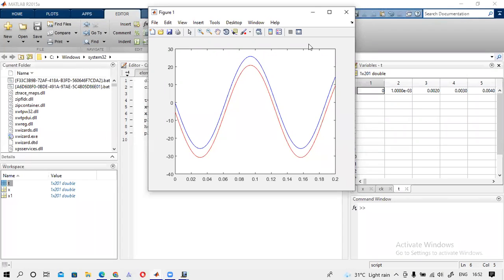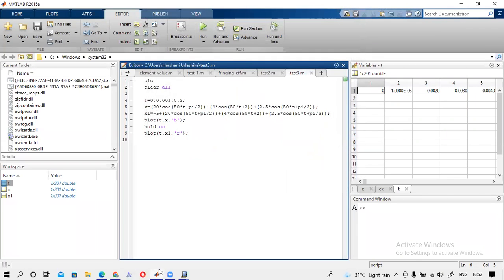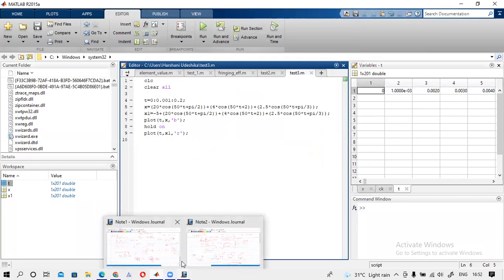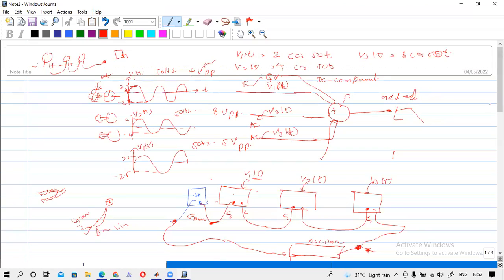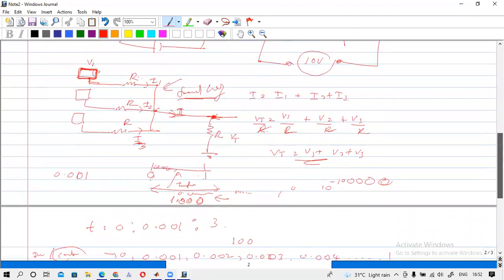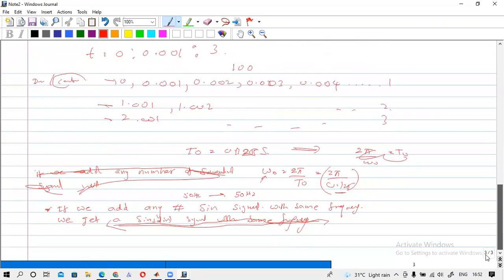So what I want to tell you is that if I add any DC component, the signal does not get any corruption. The signal will be a sinusoidal signal with the same frequency. Any signal plus a DC component gives a sinusoidal signal with the same frequency.